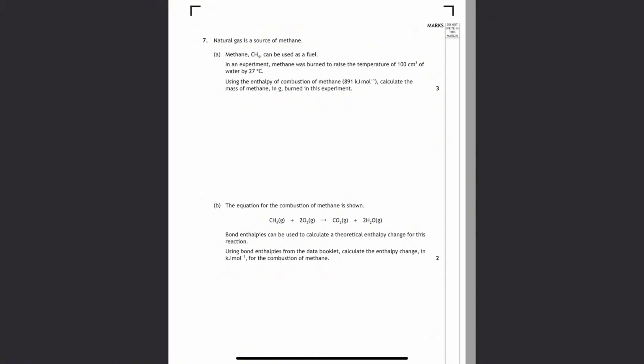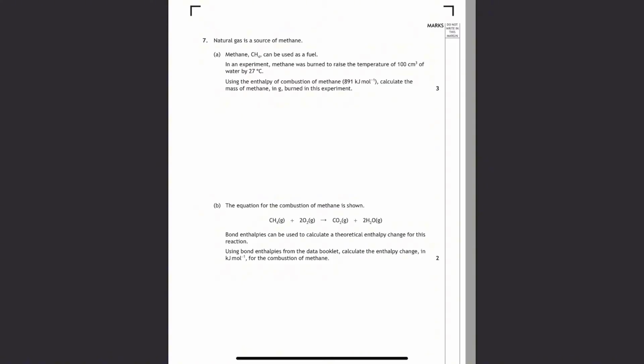In this one I'm going to be going through questions 7 to the end, 11 I think, of the 2022 higher chemistry paper. If you're looking for answers to questions 1 to 6 or the paper 1 multiple choice questions, you'll find those videos on my higher chemistry playlist. So to get started, we've got an enthalpy of combustion calculation here.